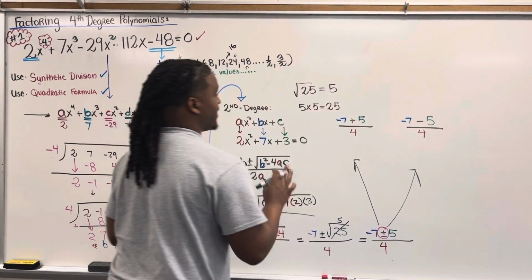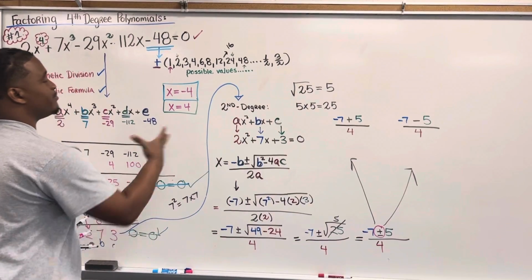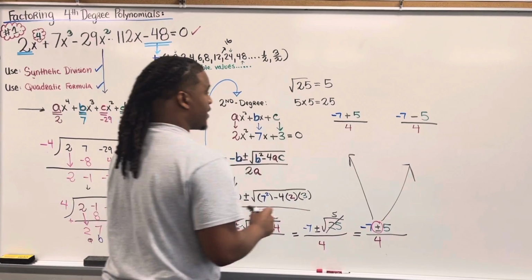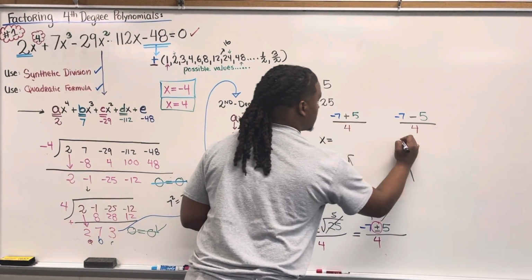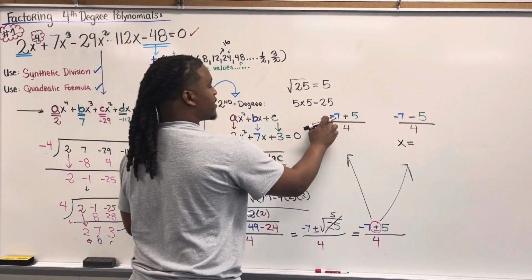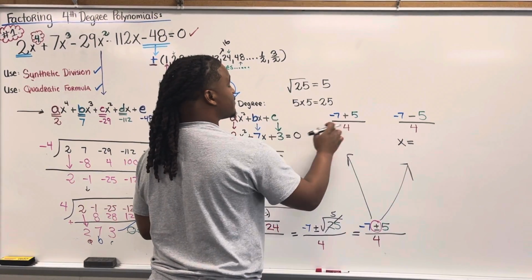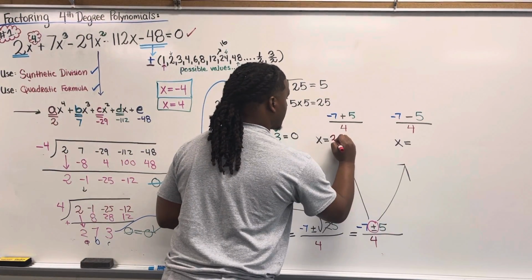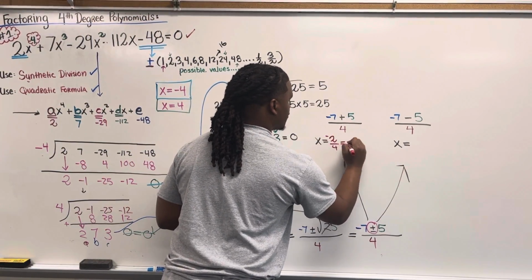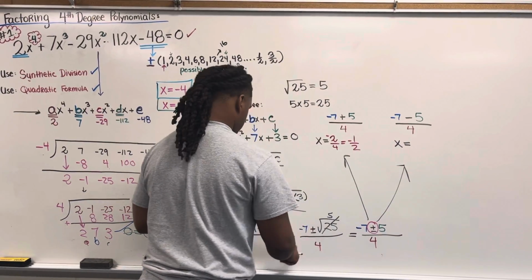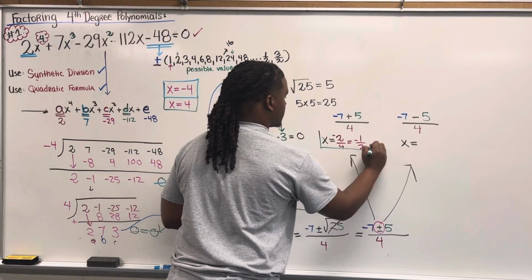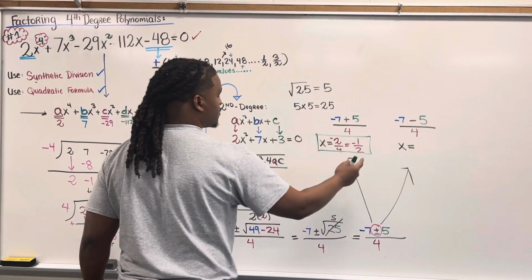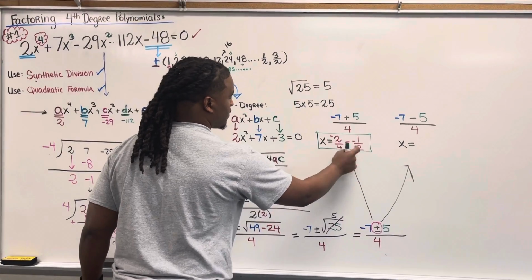We're almost done. These are the last possible values that x can be. If we plugged in those values, all of this will equal 0. All right, so x equals... -7 plus 5 is -2, and -2 over 4 equals -1/2. So the third possible value that will work is -1/2. Once again, -7 plus 5 is -2, -2 over 4, you can simplify that to -1/2.